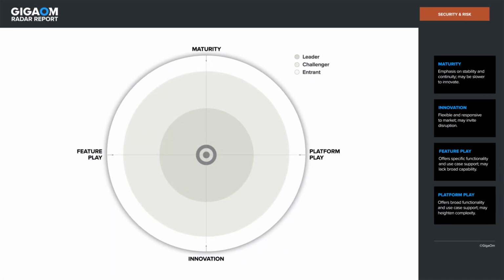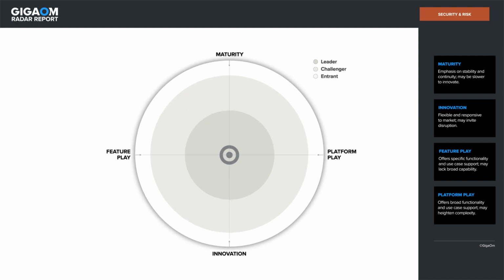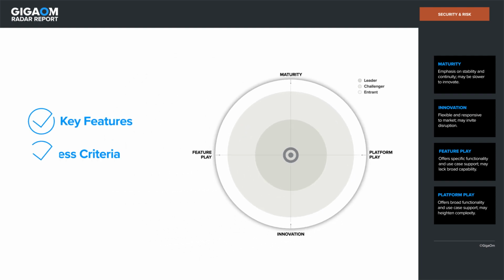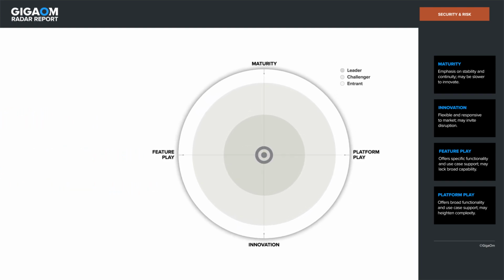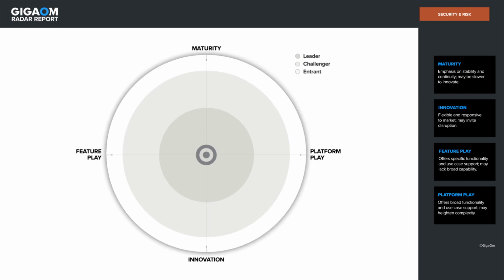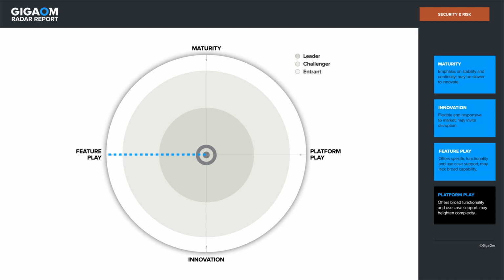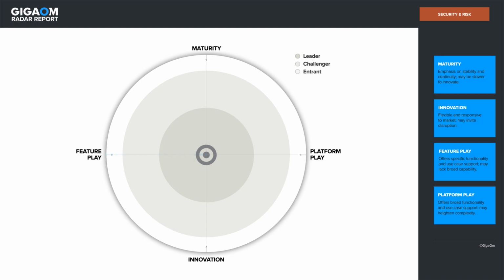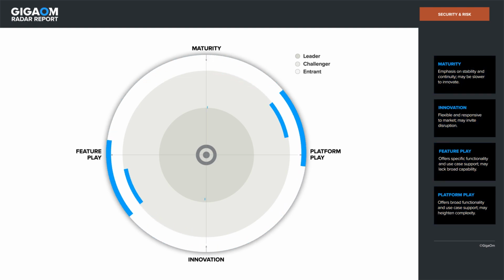Let's go one layer deeper. Let's take a look at how we plot a vendor on the radar. We score the key features, the business criteria, and emerging features, and then use those scores to plot where a vendor will end up on the radar. These scores determine its distance from center and which quadrant they are in. It is important to remember that it is not a light switch for quadrants. These are circles, not lines.